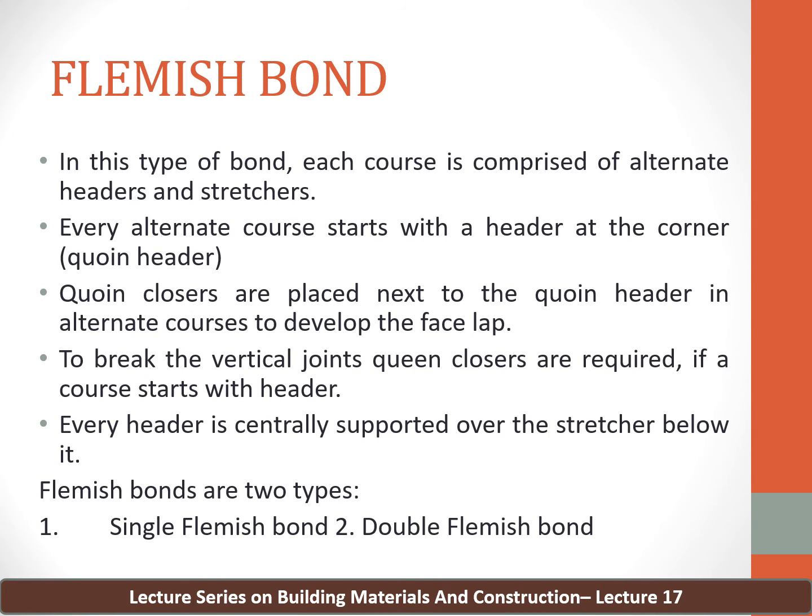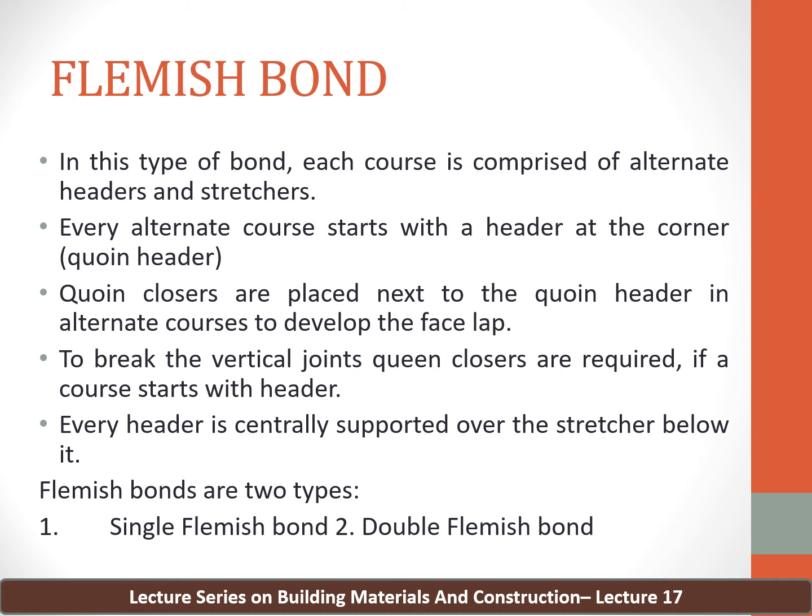Next is the Flemish bond. In the case of Flemish bond, each course comprises alternate header and stretcher. Alternate courses start with the header at the corner, that is the quoin header. Quoin closers are placed next to the quoin header in alternate courses, to develop the face lap.